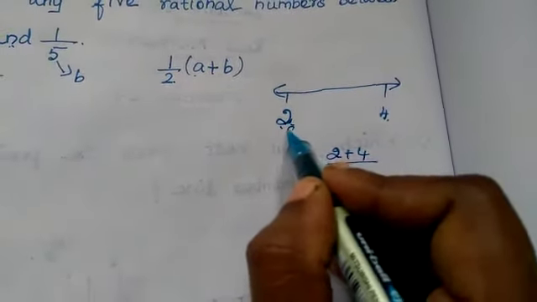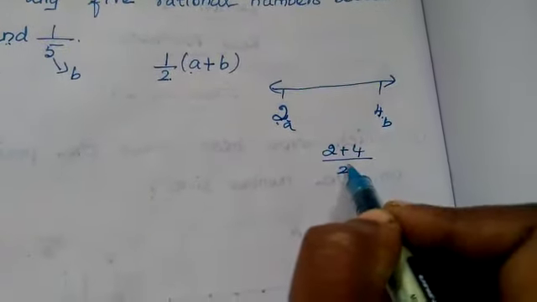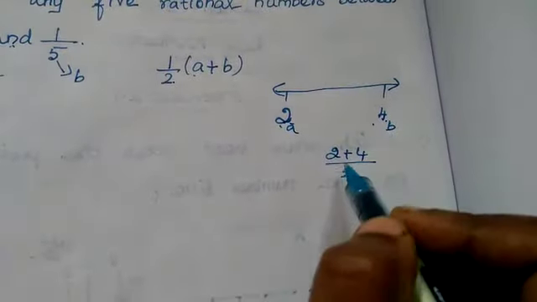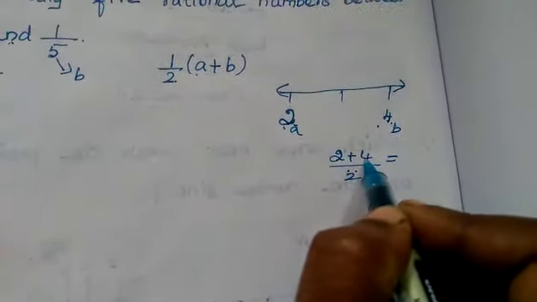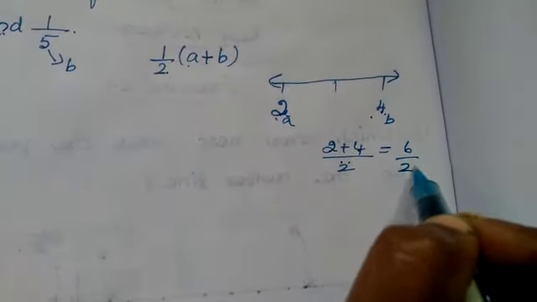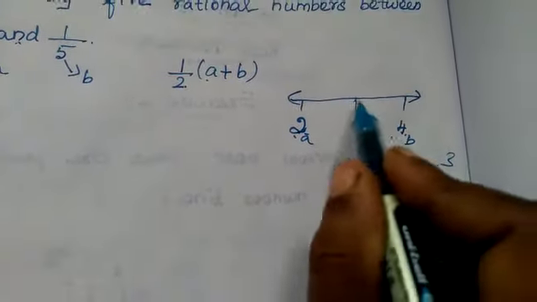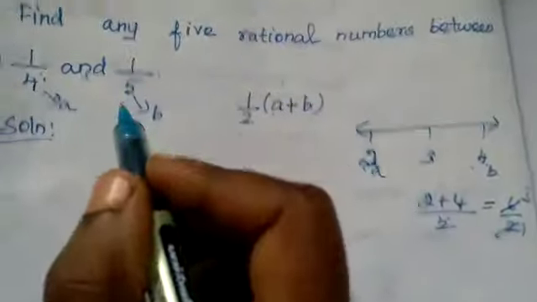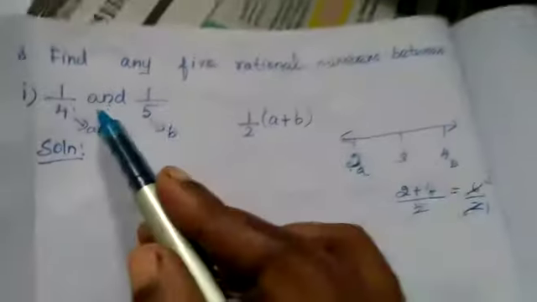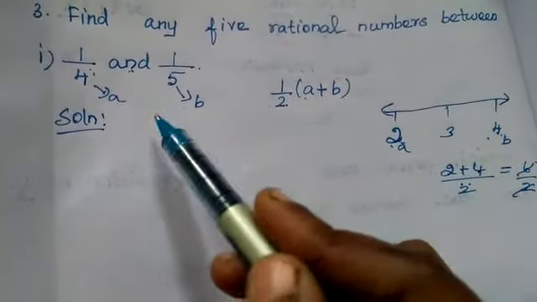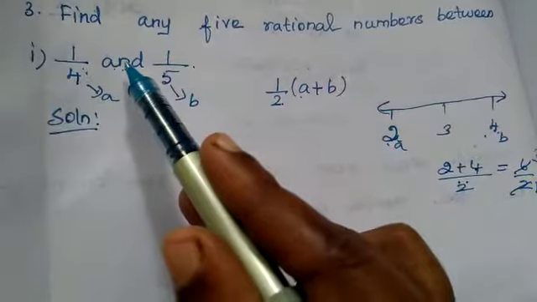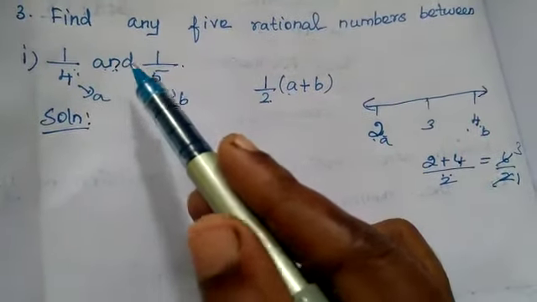This one is a, this one is b. We add these two numbers and divide by 2, and we get the middle number. 2 plus 4 is 6, by 2 is 3. Did you get it? In the same manner, here we are going to find half into a plus b. When we add these two numbers and divide by 2, we get the middle number. Did you understand?